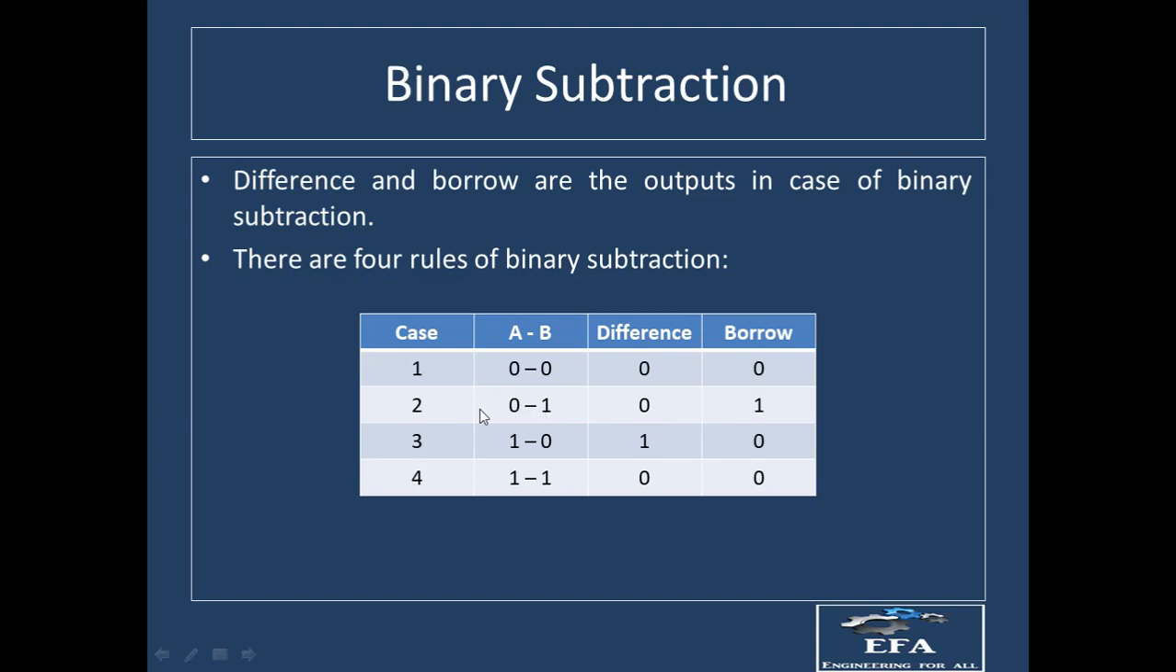Now in binary, when borrowing is being done, only 1 can be borrowed, so this 0 will become 1 0. Now 1 0 minus 1 will be equal to 0, and because we have borrowed 1, therefore under borrow we will be having 1 over here. Now in the third case we are having 1 minus 0, so 1 minus 0 will be equal to 1 and borrow will be equal to 0. Now 1 minus 1 both are equal, therefore difference will be equal to 0 and borrow will be equal to 0 again.